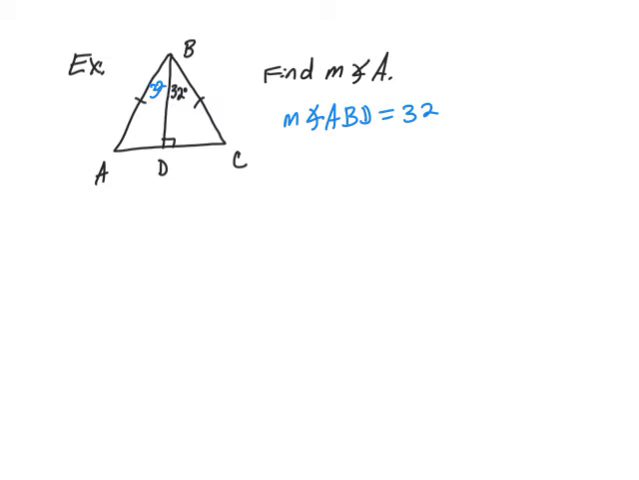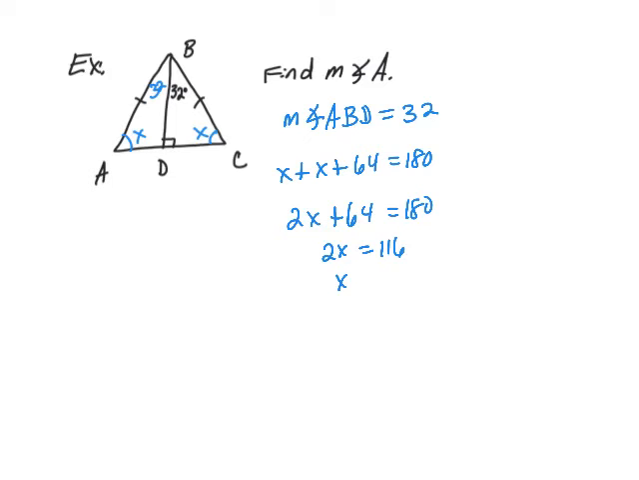So down here, I know that these two angles are congruent. And if this is going to be x, then this is going to be x. And I have x plus x plus this whole angle up at the top, which is 64, that's going to be equal to 180. So 2x plus 64 is equal to 180. Subtract 64, you get 2x is equal to 116, and then x is equal to 58. So the measure of angle A is 58.